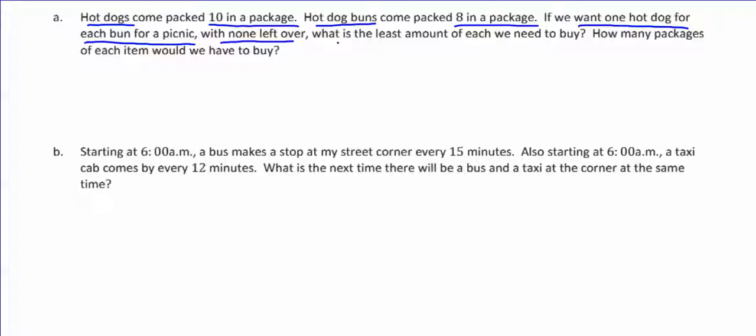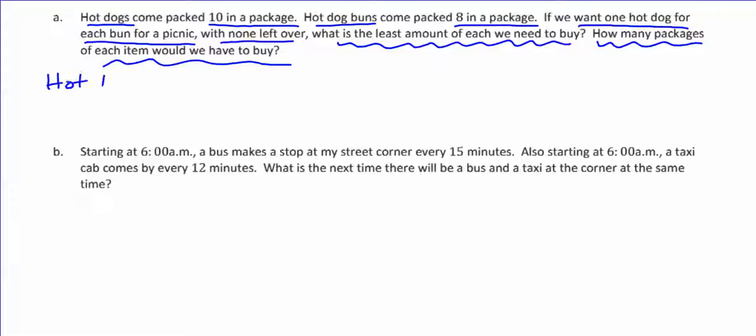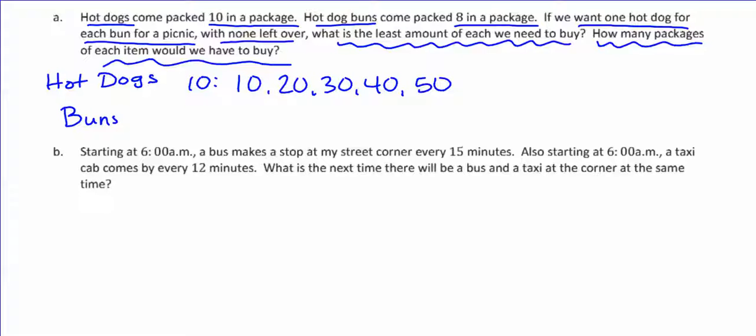We have to figure out the least amount of each we need to buy and how many packages of each item we would have to buy. So we are going to find the LCM of 10 and 8. Let's label this hot dogs and buns. 10 is for hot dogs, so we're going to count by 10s. Ready? Everybody, let's go. 10, 20, 30, 40, 50. We could go on all day, right?